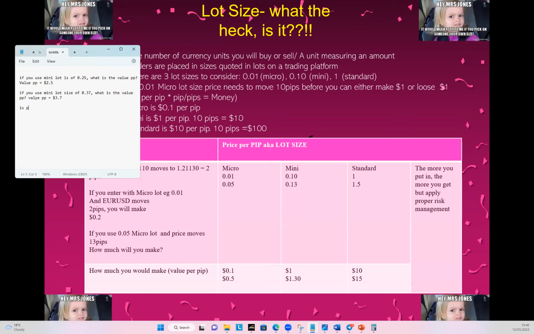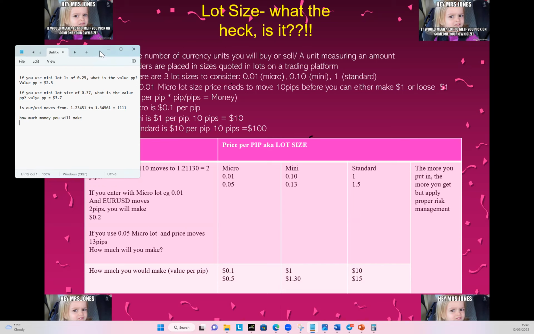So if Euro USD moves from 1.2345 to 1.34561, how many pips is that? 1,100. Yeah? Yeah, okay. That was the earlier one. Now we're going to calculate how much money you will make.